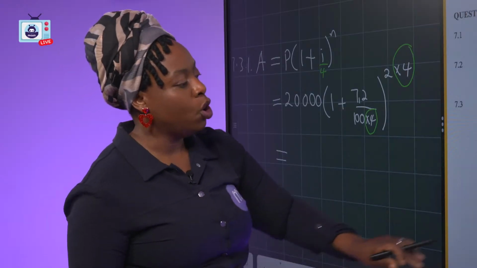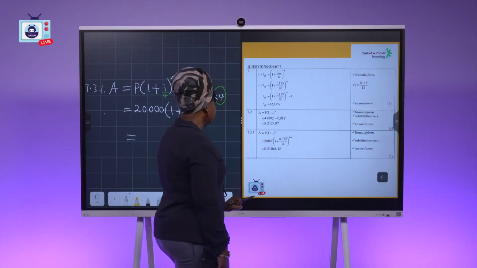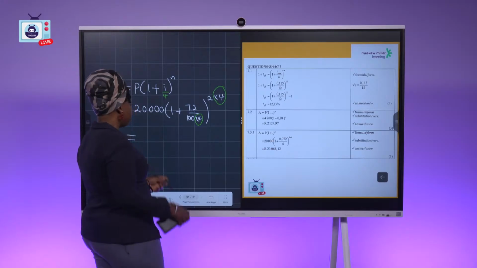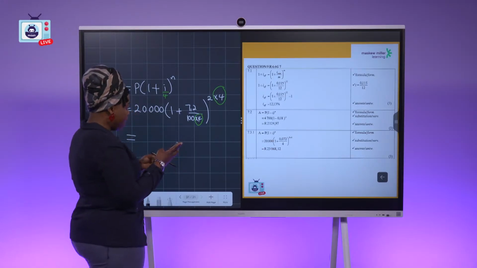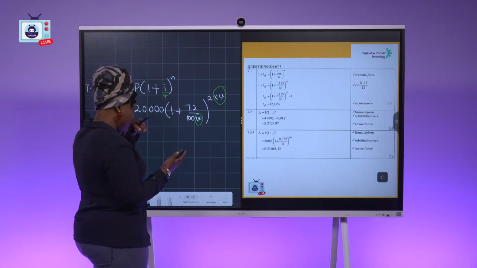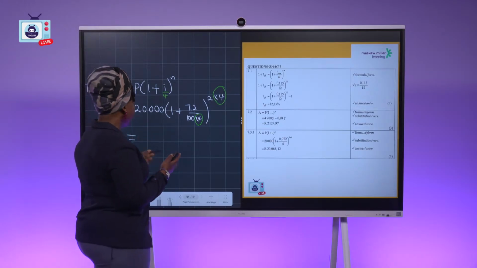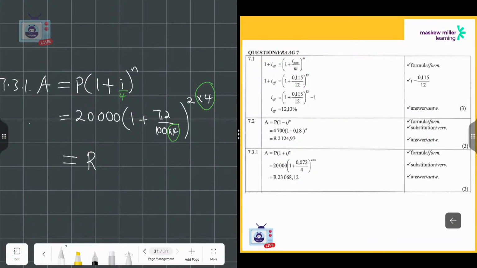So if you multiply it out properly, you'll be able to get to the answer. So let's see. If I have 20,000, multiply that right away, it will actually give me 23,068.12, or 12 cents. So that is how you're going to calculate this equation, and you'll be able to get to the answer. I hope this makes sense.